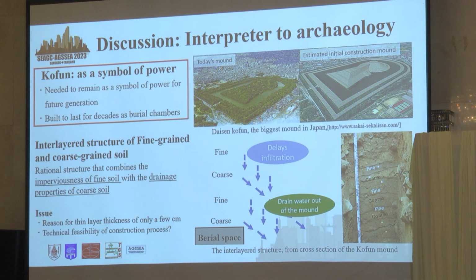As I mentioned at the beginning of the presentation, archaeology has not clarified why a fine and coarse soil interlayered structure with a thickness of only a few centimeters per layer was introduced in the construction of the coffin burial mound. In this study, the role of this unique interlayered structure is explained from the viewpoint of modern geotechnical engineering. As a result, it is found that this fine and coarse-grained soil layer has a relational structure that combines the imperviousness of fine soil with the drainage properties of coarse soil.